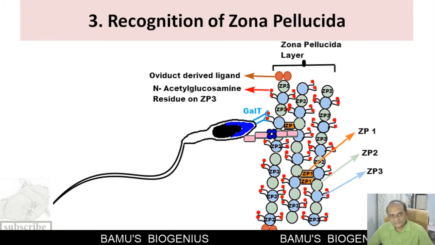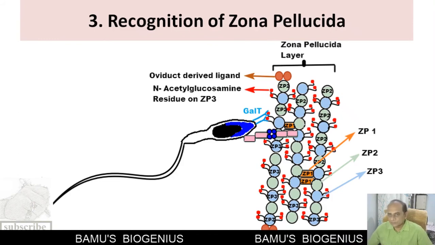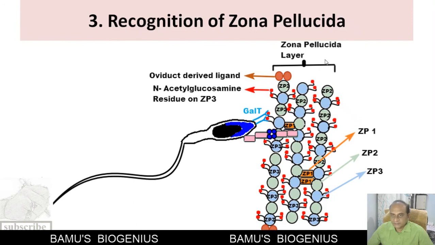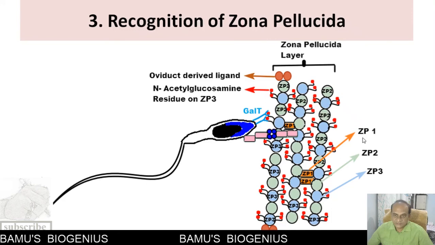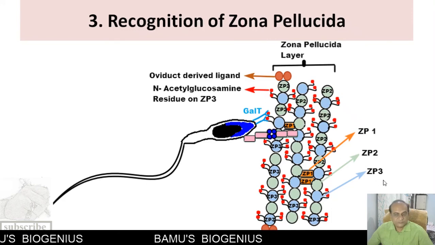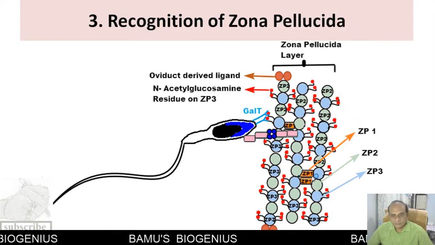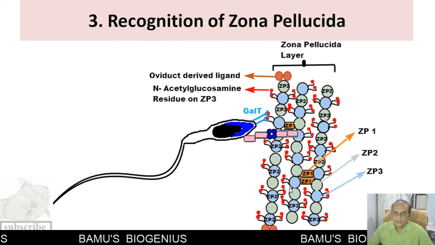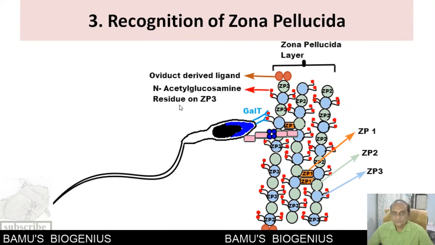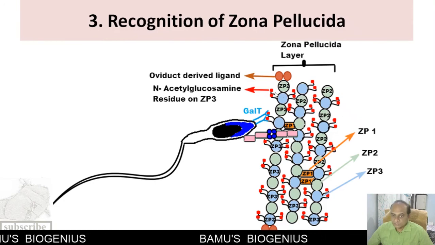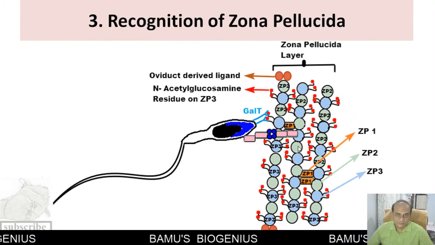As I have told you, the third step is recognition of the zona pellucida. See, the layer of zona pellucida is made up of three types of proteins. These are known as ZP1, ZP2, and ZP3 proteins. ZP1 proteins are responsible for attaching the ZP2 and ZP3 monomers. Now, this ZP3 contains a kind of residue known as an N-acetyl glucosamine residue, and this residue is responsible for attachment of the sperm to the zona pellucida.